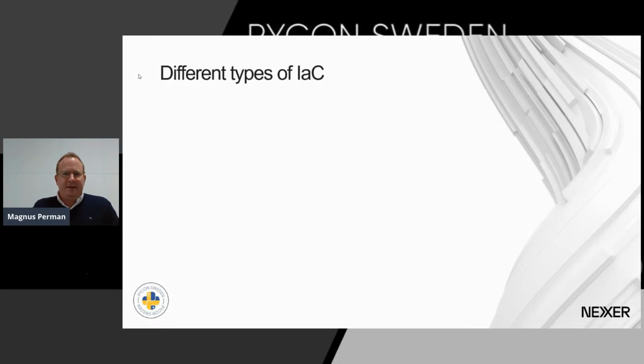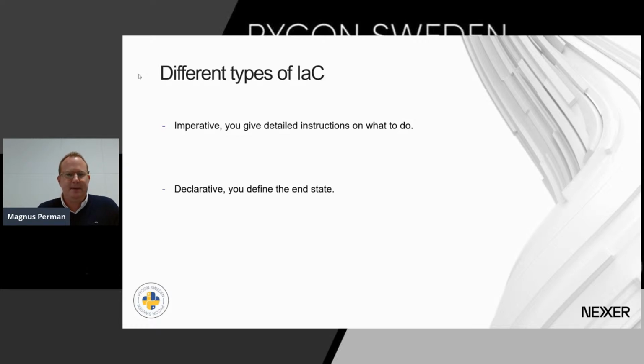So there are a couple of different types of infrastructure as code. One is called imperative. And here you give detailed instructions on exactly what to do in the infrastructure buildup. The other type of infrastructure as code is called declarative. And this is where you define the end state. So instead of having to keep track of all the different things you need to create the infrastructure, you just say, this is the infrastructure I want as an end state. And then the infrastructure as code tool will take care of getting your infrastructure to that defined end state.